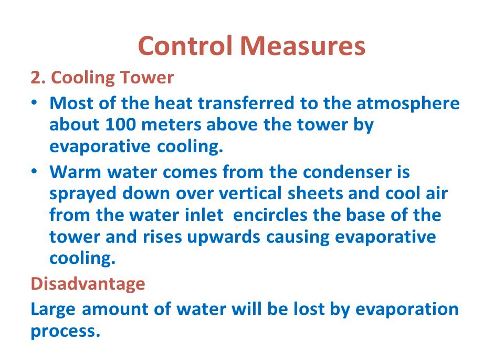The same water can be transferred to the cooling tower. When compared to the pond, the cooling tower occupies a small area and most of the heat is transferred into the atmosphere about 100 meters above the tower by evaporative cooling. The warm water that comes from the condenser is sprayed down over the vertical sheets and the cool air from the water inlet encircles the base of the tower and rises upward, causing evaporative cooling. The disadvantage is that a large amount of water will be lost by the evaporation process.